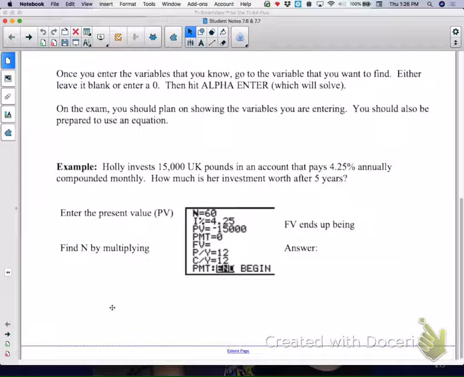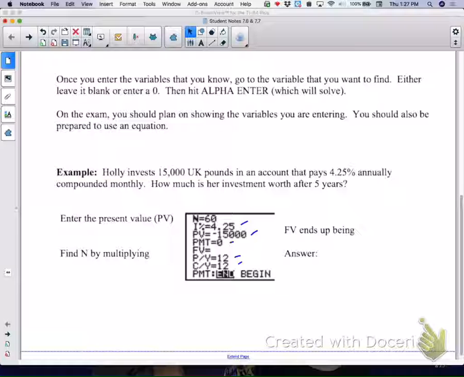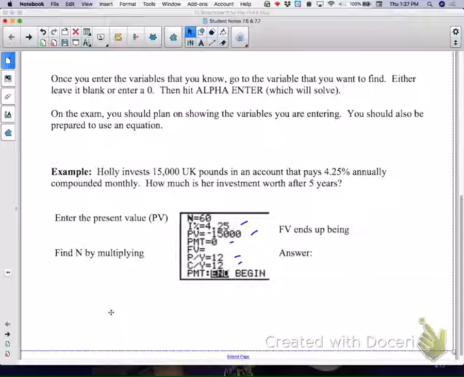So, I'm going to show you here on the calculator in a second, but just to look through here, 4.25%, that's pretty easy. Negative 15,000 because that's how much we're investing initially. No payment. We're compounding monthly, so those numbers are both going to be 12. We're getting 12 compounding periods a year, 12 payments a year from the bank. I'm looking for the future value.